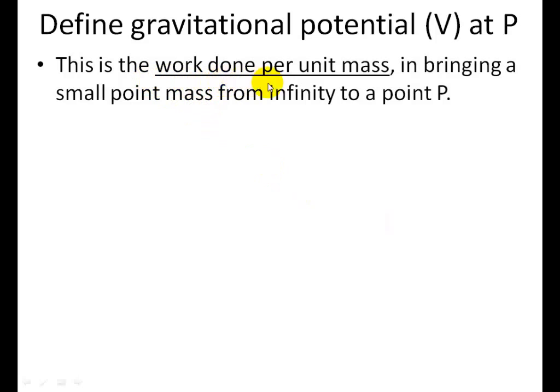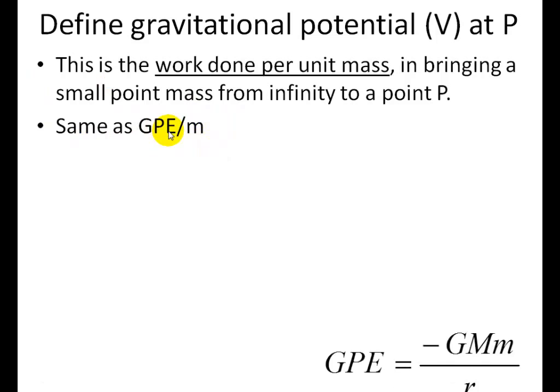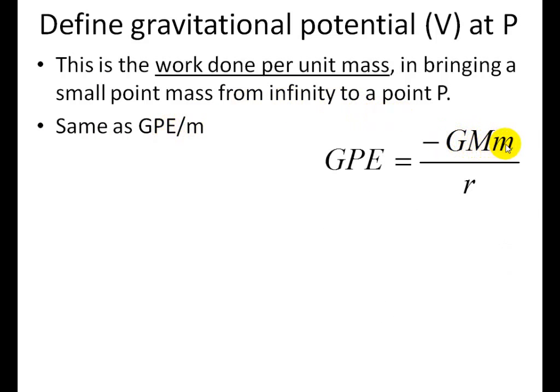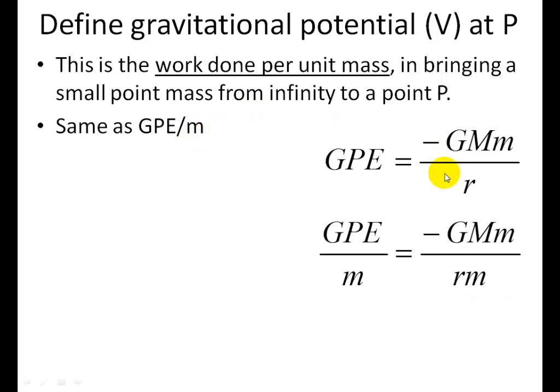This is the work done per unit mass in bringing a small point mass from infinity to a point P. It's the same as the gravitational potential energy per unit mass. So we need the equation for gravitational potential energy, which is minus GMm over r. But we're interested in the potential, which is the gravitational potential energy per unit mass, so we need to divide by the unit mass. Here we have the mass here and the mass here, so they cancel out. This gives us the potential, which is minus GM over r.